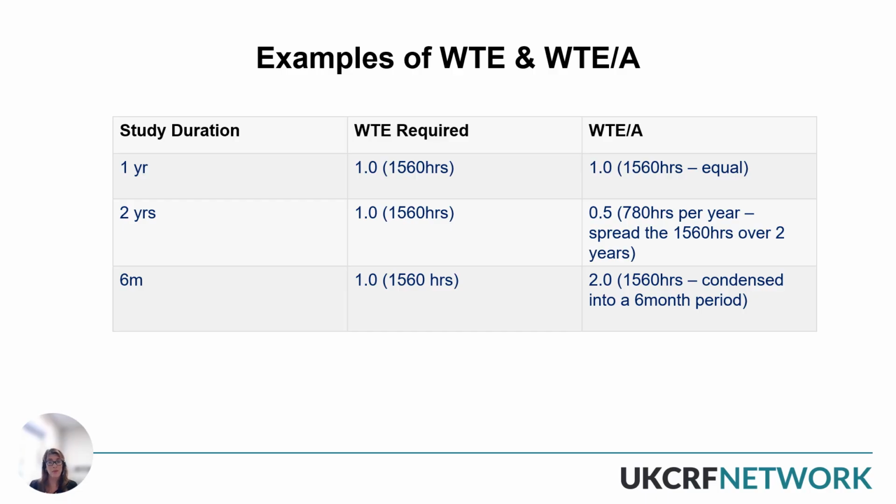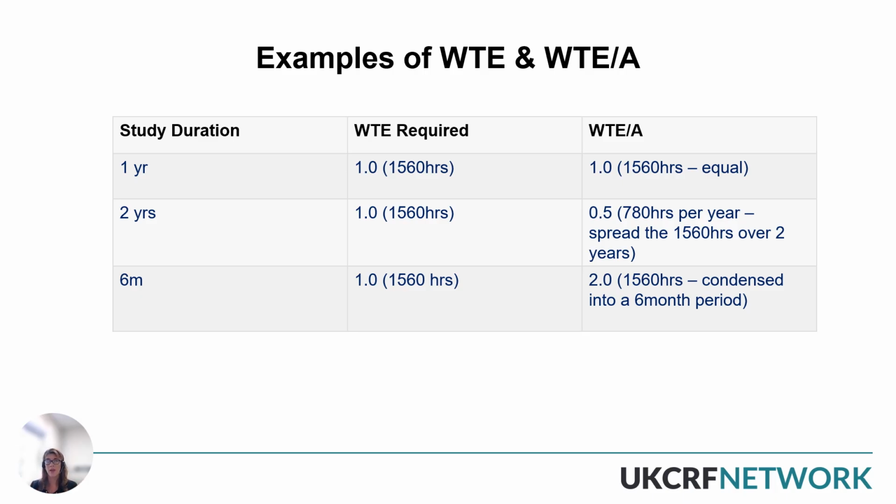We thought it would be helpful just to give a simple example of how the whole time equivalent and the whole time equivalent per annum can look different depending on the duration of the study. In this example, we have a study that requires one whole time equivalent, so 1,560 hours of staff time. Now, if the study is going to run for a year from start to finish, your whole time equivalent will be 1 and your whole time equivalent per annum will be 1 because the duration is the same.